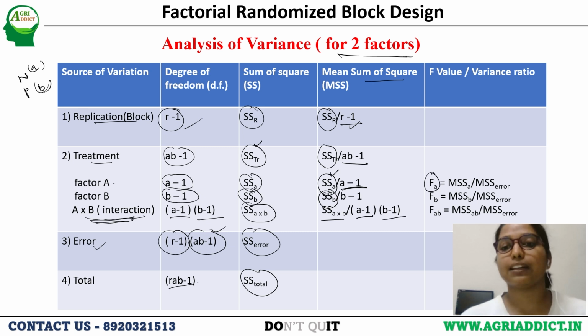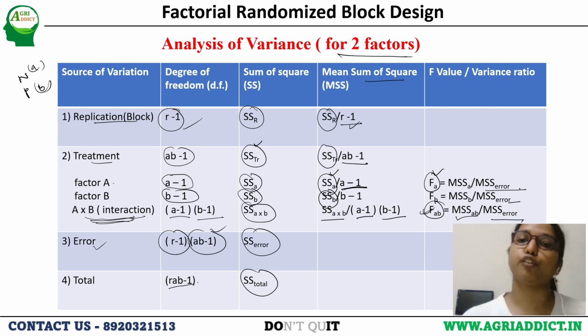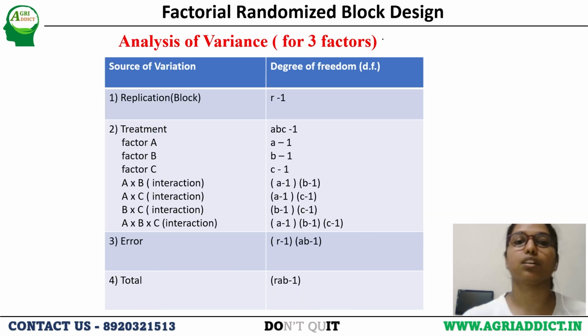Like that, for factor A, we can calculate the F variance ratio. It will be mean sum of square of A divided by mean sum of square of error. FB will be mean sum of square of B divided by mean sum of square of error. FAB, that is interaction, if we have to find the F value, then we'll do mean sum of square of AB divided by mean sum of square of error. So this is for 2 factors. ANOVA for 2 factors in factorial RBD.